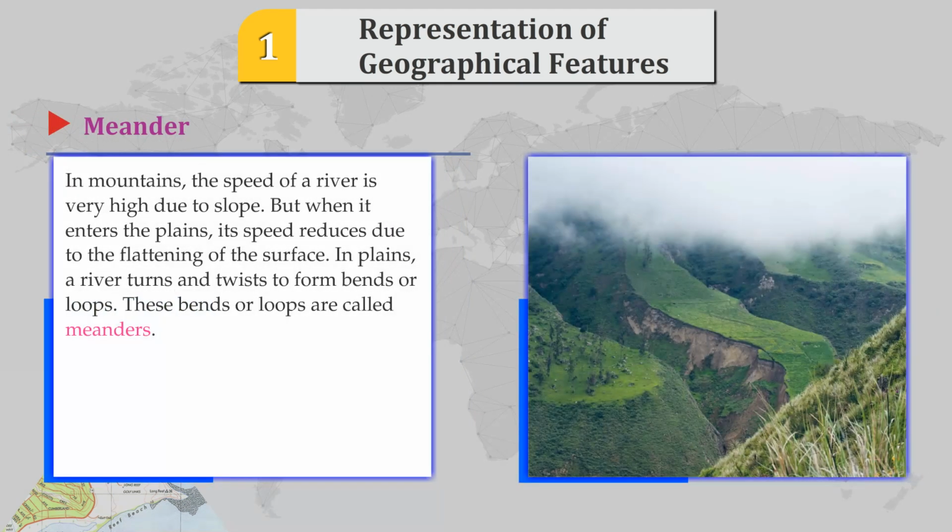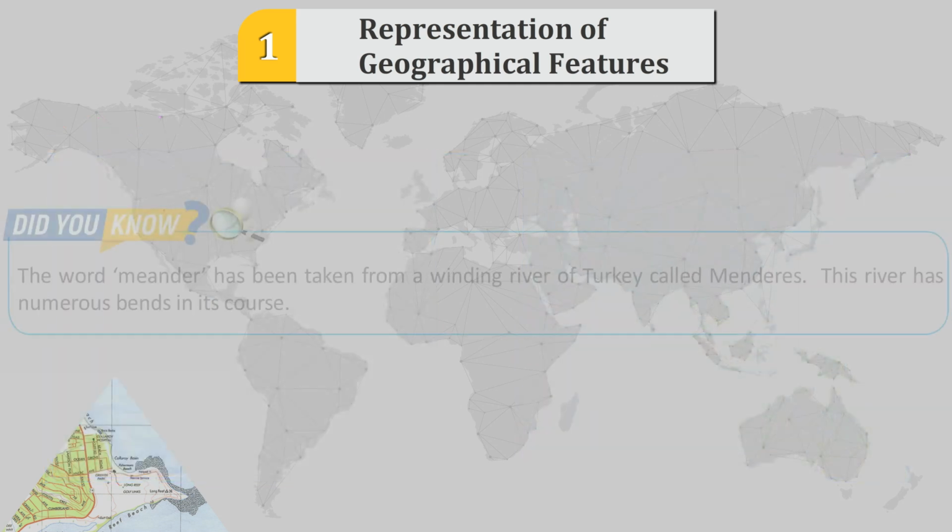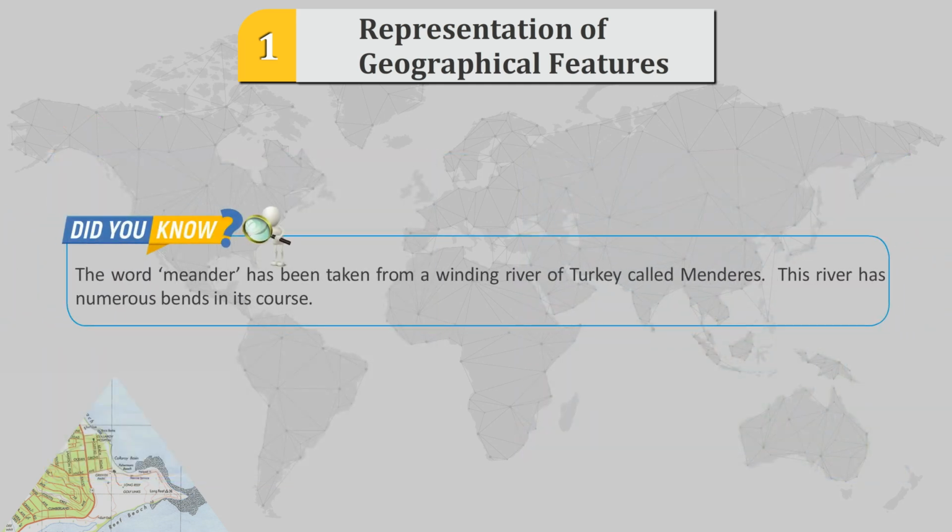Meander. In mountains, the speed of a river is very high due to slope, but when it enters the plains, its speed reduces due to the flattening of the surface in the plain. A river turns and twists to form bends or loops. These bends or loops are called meanders. Did you know? The word meander has been taken from a winding river of Turkey called Menderes. This river has numerous bends in its course.